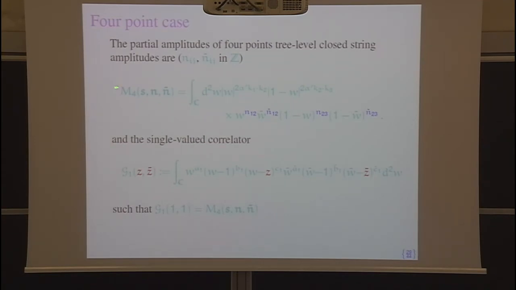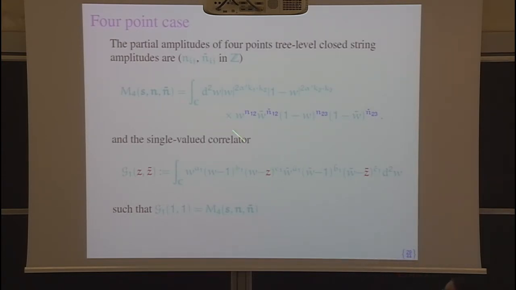So let me look at the 4-point case. The 4-point case, the integral is this. So these are the building blocks that you have. And of course, as you know, depending on the type of correlator you have, dX, or psi, whatever, these integers here can be 0, 1, -1, whatever. So the single-valued correlator, such that its value at 1 gives you that, is this, with an appropriate relation between the c's, the b's, and the n's.